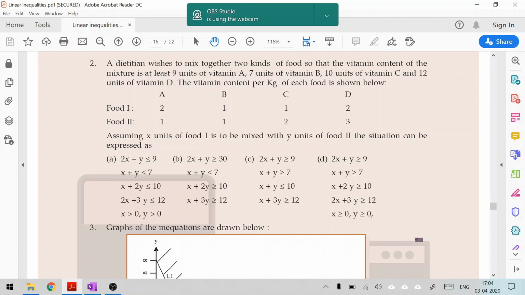So he wishes to mix two kinds of food. If two kinds of food are available to you, you need to eat both types of food, so that you get a minimum of 9 units of vitamin A, a minimum of 7 units of vitamin B, 10 units of vitamin C and 12 units of vitamin D. So let me write that.